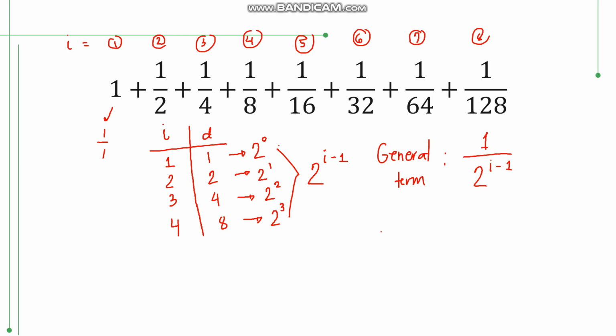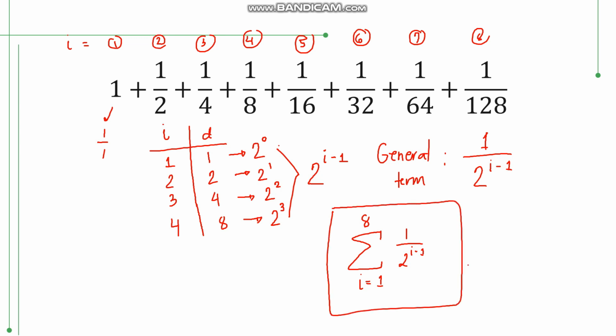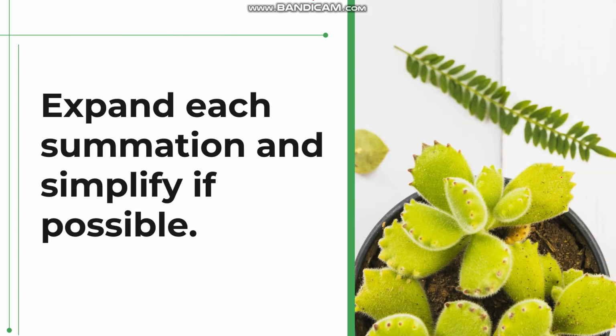Now let's write it into sigma notation. So we have 1 over 2 raised to i minus 1. Then our index will start from 1, so that will be our lower bound. And our upper bound is 8, because that's the last term that we have there. So therefore, this is our sigma notation. So it's the summation of 1 over 2 raised to i minus 1 from i equals 1 to 8. Now, let's expand each summation and simplify if possible.